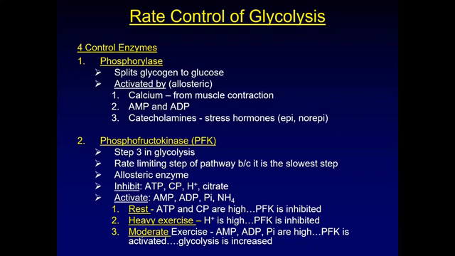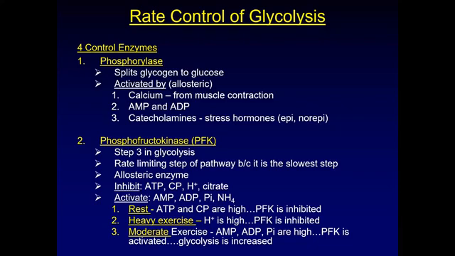Okay. Our second control step. We mentioned this yesterday as the slowest point in the reaction. Right here, PFK, or phosphofructokinase, is the enzyme that is the rate limiting step of glycolysis. This is the slowest step in the entire process. It is also allosteric. In addition to having things that activate it, it has things that inhibit it, things that will slow it down.